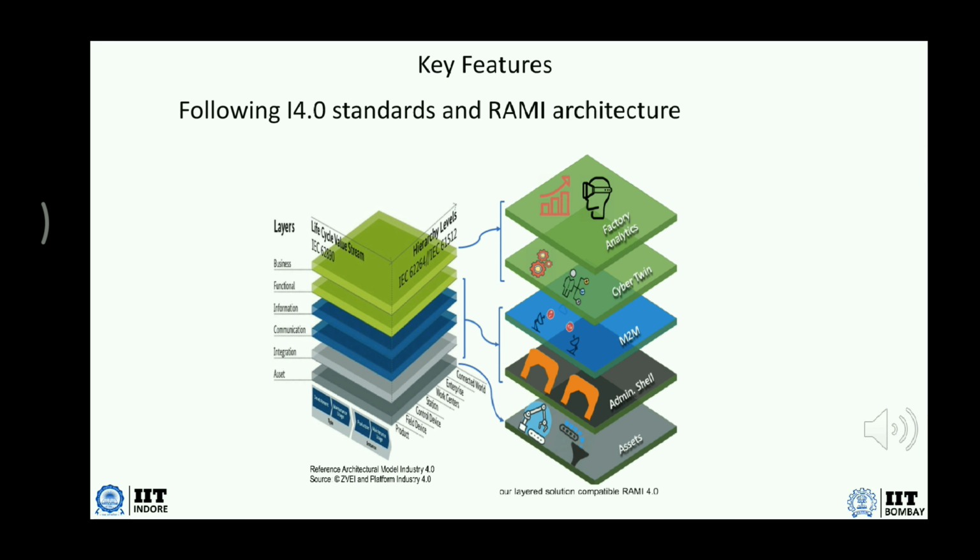Complete solution based on reference architecture model Industry 4.0, RAMI 4.0. RAMI is relying on a series of international standards through a standardization council Industry 4.0.